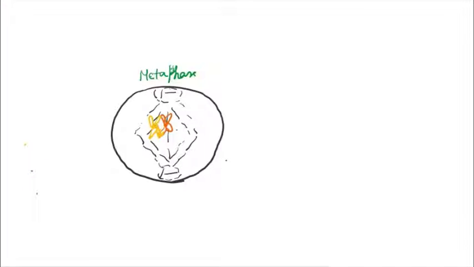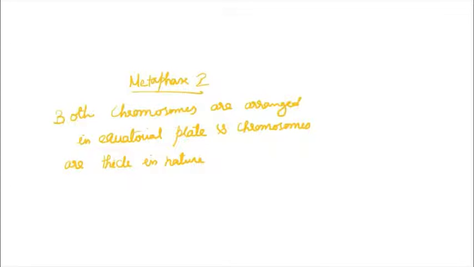The next one, we are moving on to metaphase 1. In metaphase 1, the chromosomes are arranged in the equatorial plate, and the chromosomes are very thick in nature. That makes it possible to study the morphology of the chromosomes very clearly in this stage.